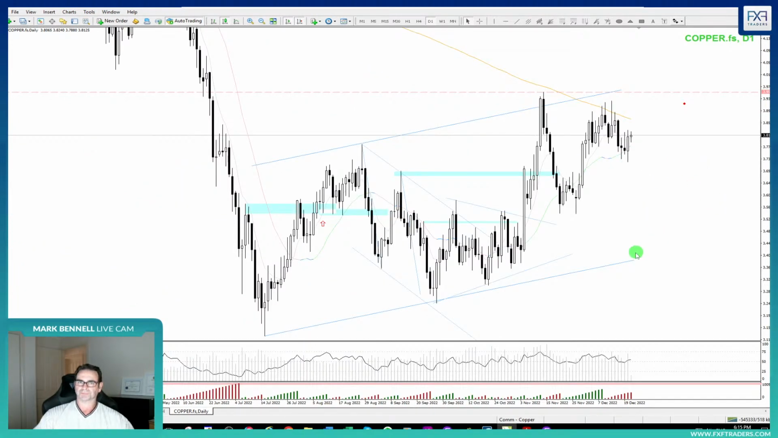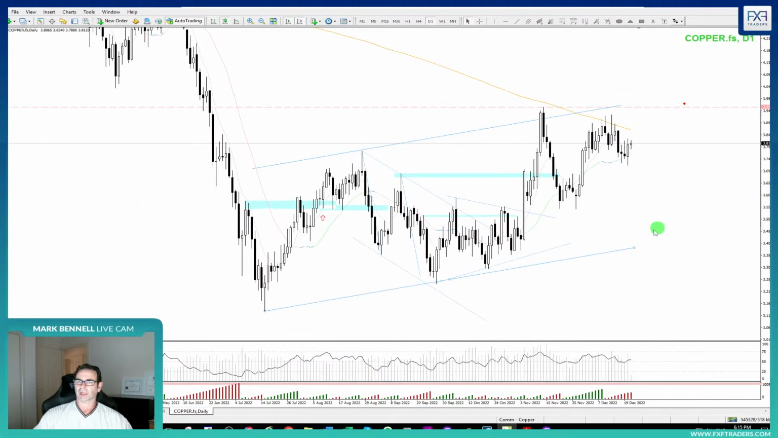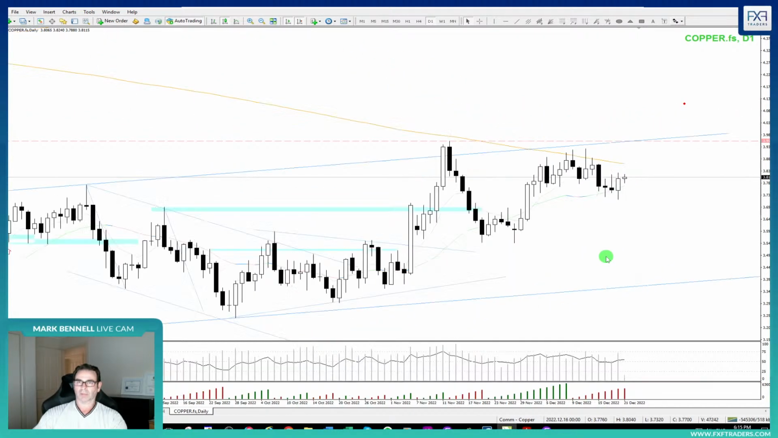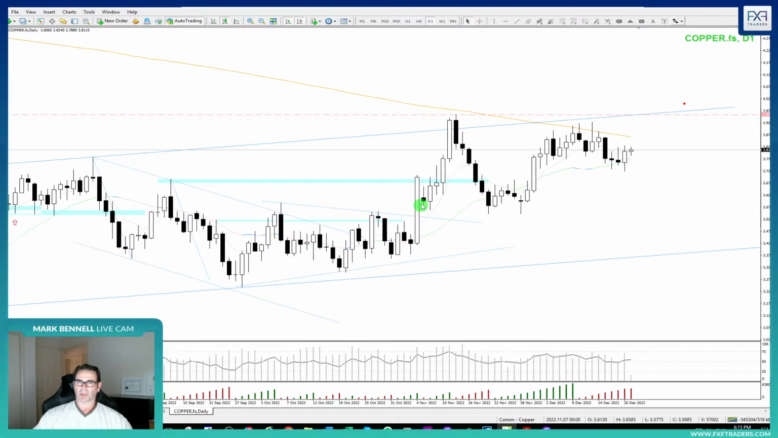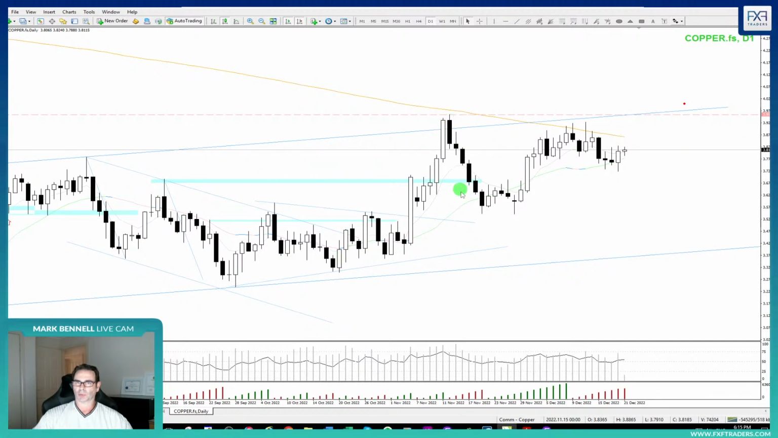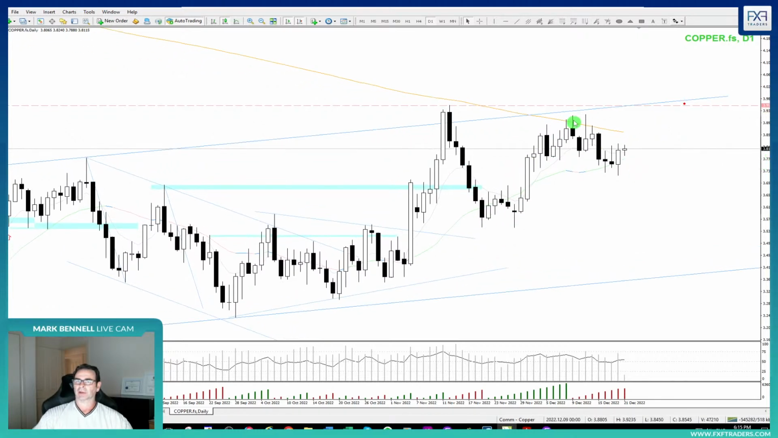Here's the daily. So there's that big momentum move. So we had a little tiny base in here, big momentum move, pull back. Just a little double bottom through here. So we've moved out. We're kind of just testing the 200.